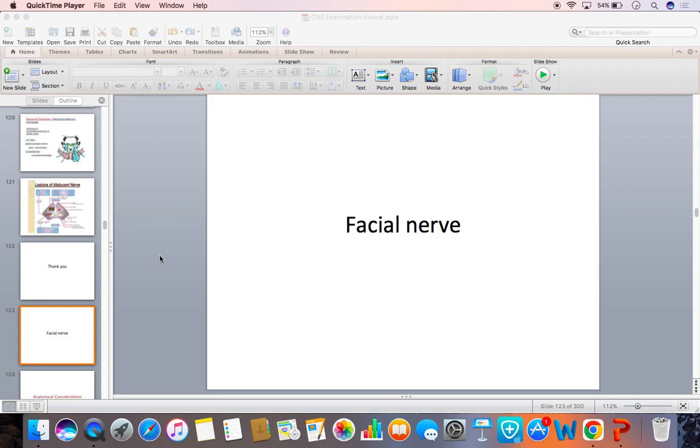The fibers of the facial nerve which innervate the lacrimal and salivary glands bring out this function, that is secretory motor function, through the innervation of the salivary and the lacrimal glands.